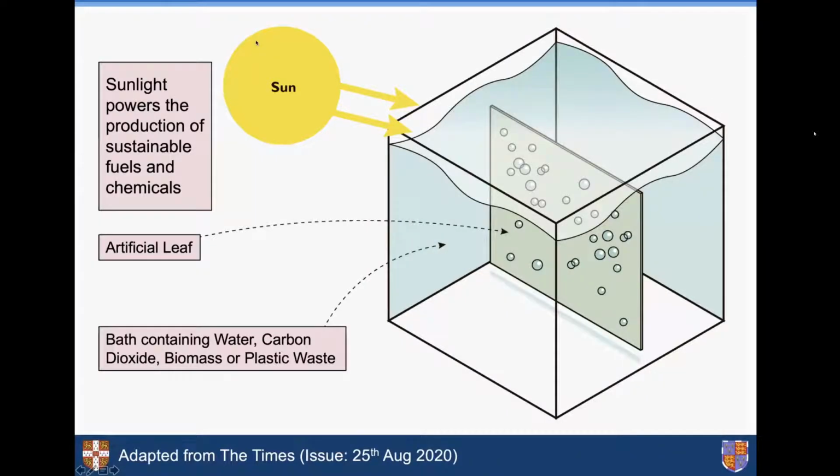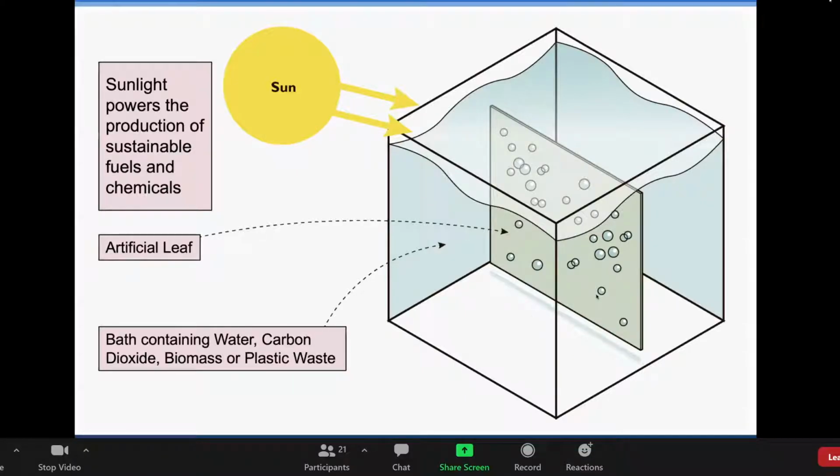So how do these thin light-driven systems actually work? Here's a very simplistic representation. First of all, we need some water solution, a bath, if you like. And in this bath, you take these integrated sheets, the materials, and then you expose them to sunlight. And the exposure to sunlight now drives a chemical reaction. Now what the sheets can do, they can either use the water, carbon dioxide, or even some waste in the form of biomass or plastics to produce fuels and chemicals. And that's of our main interest at the moment, and certainly for this talk.